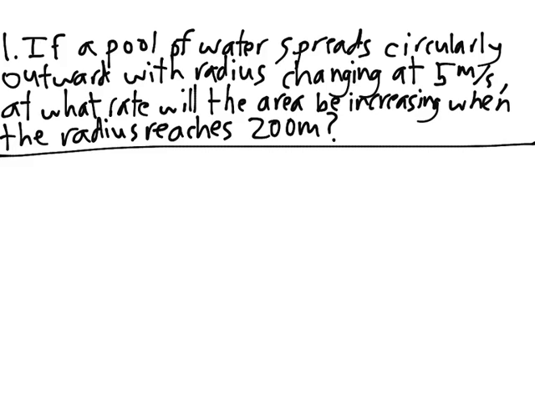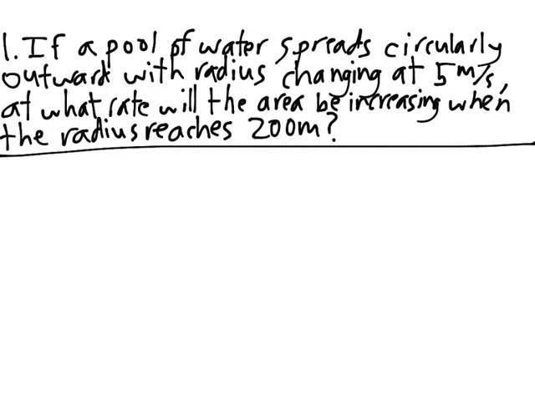Here are some examples of problems about related rates. Problem 1. If a pool of water spreads circularly outward with radius changing at 5 meters per second, at what rate will the area be increasing when the radius reaches 200 meters?